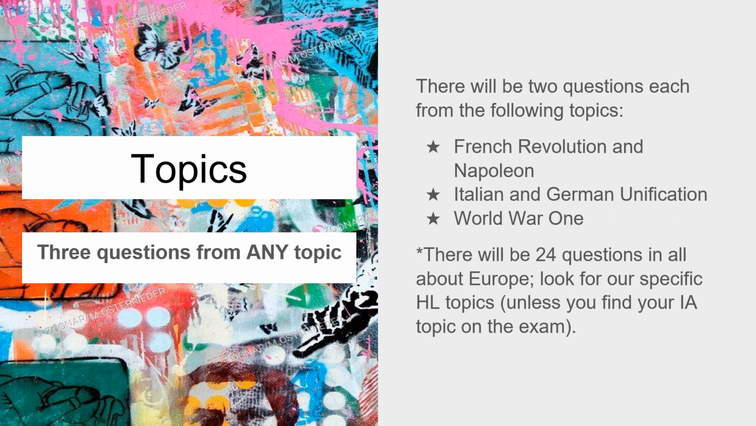So, unlike a paper two exam where you have to choose from two different topics, in a paper three, you can answer from any topic that you want. Meaning, if you see two French Revolution questions, you can answer both. If you see two Italian-German unification questions, you can answer both. If you see two World War I questions, you can answer both. And by the way, you will see two, two, and two. You know that there's always two questions for all the topics.